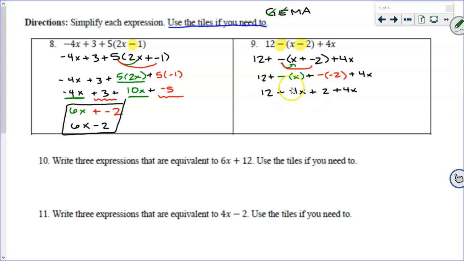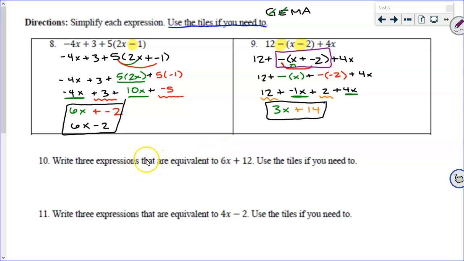Now we can combine our like terms. We have a negative 1x. We have 4x, that's going to combine to give me 3x. And we have 12 unit tiles and 2 more unit tiles combining to give me 14. This is as challenging as it gets when you have a subtraction right next to the parentheses, changing it to adding a negative, and then remembering, because we did have a problem like this, remembering that this means the opposite of everything inside of the parentheses. So making sure we know how to handle that.